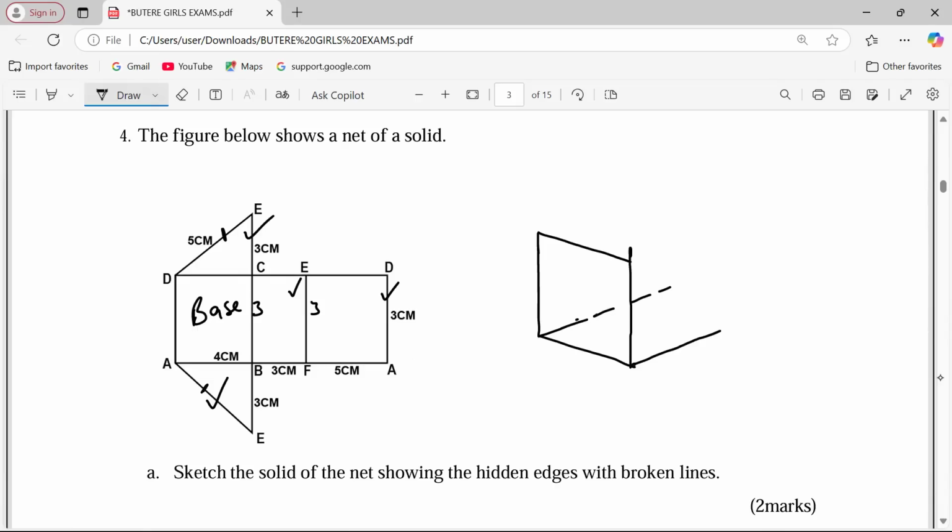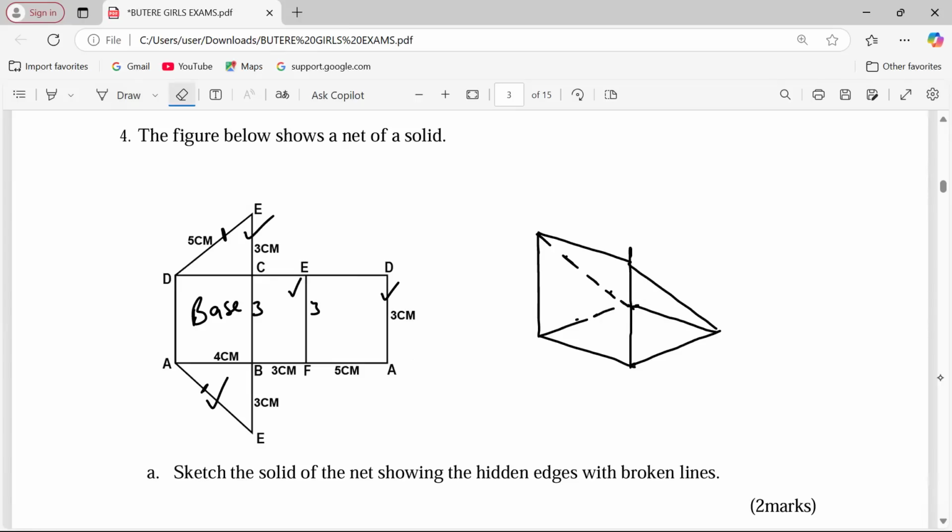So we can drop this one to this point. Then we drop the other end. And with this now, I can grab this end that way. So you see now, I'm having all my faces now.